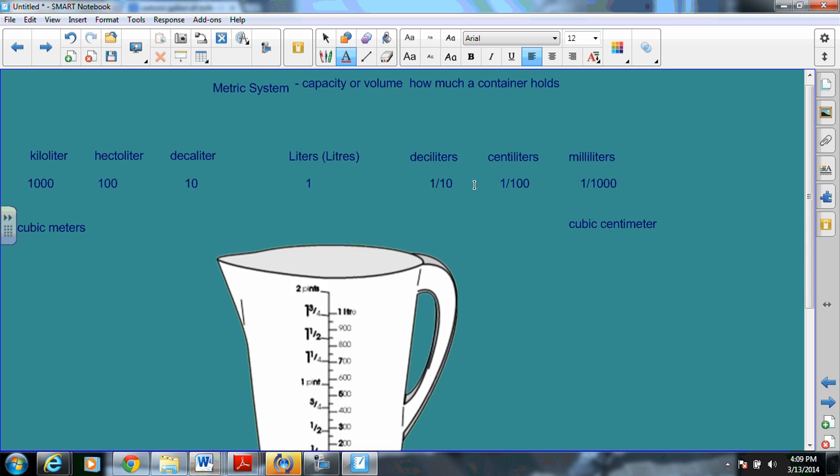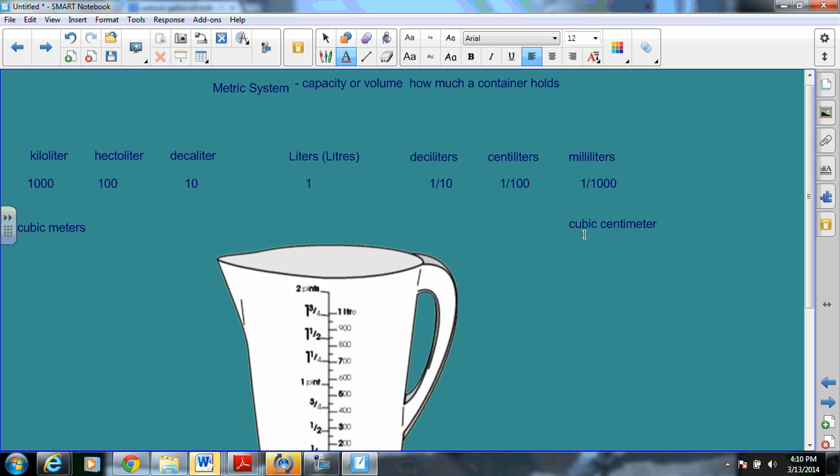And a centiliter is 1/100th. And that means if I took a liter and I split it into 100 equal parts, one of those parts is a centiliter. And then a milliliter is 1/1000th. That means 1 of the 1,000 equal parts.